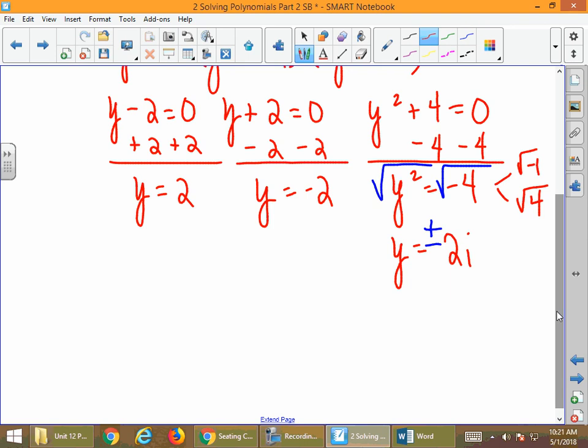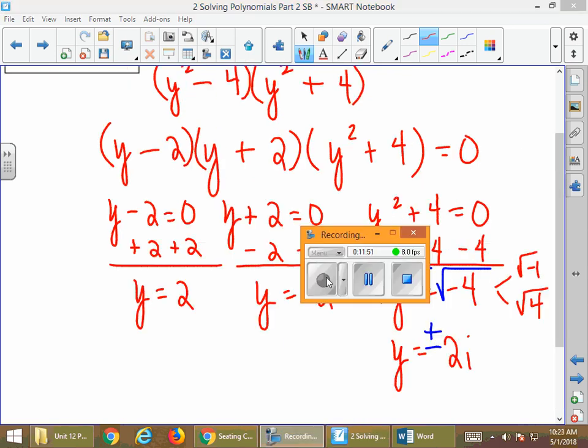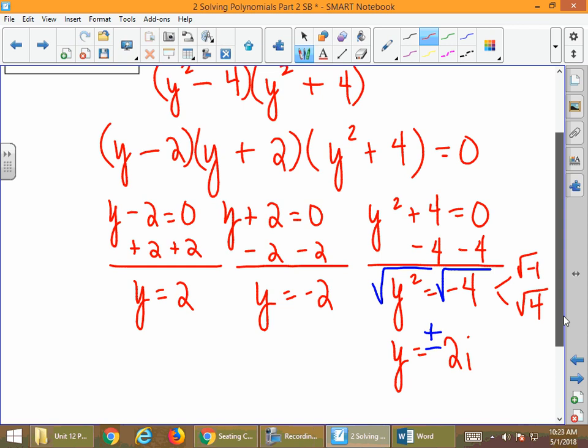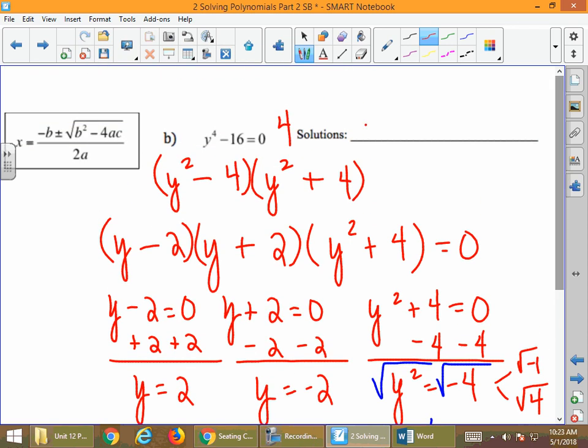I will write them each individually up there. Fine with you writing the plus or minus. So when we go back and fill in our answers here, we've got 2, negative 2, 2i, and negative 2i. And there are our 4 roots, our solutions, our x-intercepts, our zeros of the function, if you prefer.